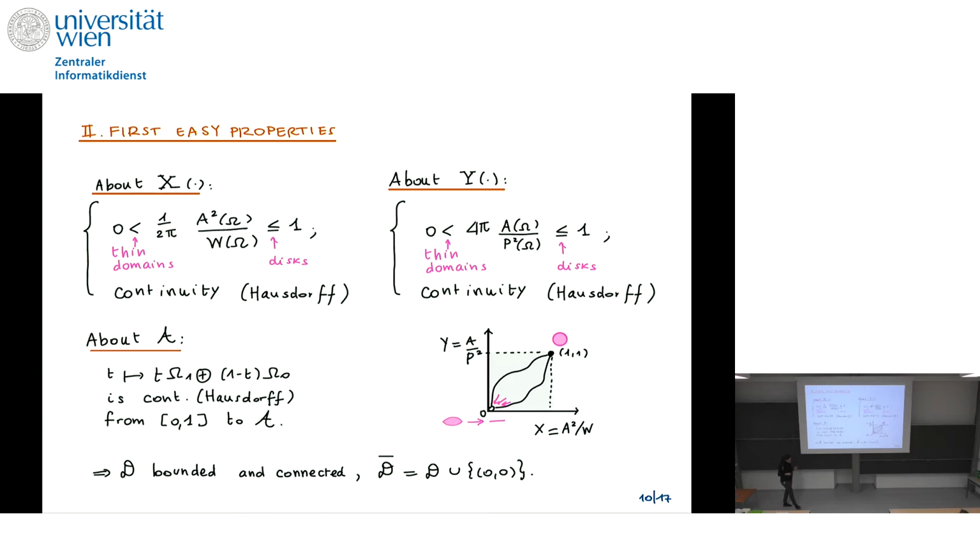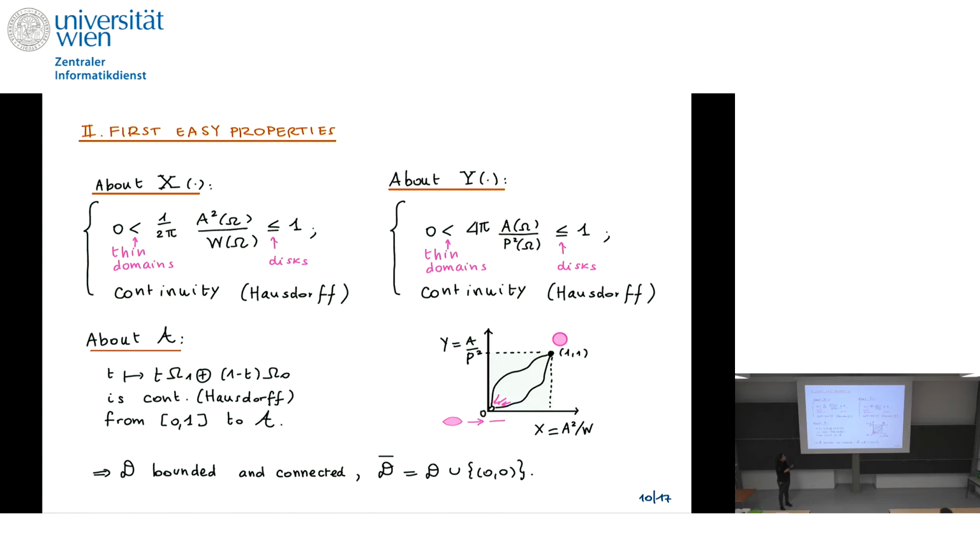Okay, so the first step that one does is to look for first properties, is to study separately the functionals x and y. So if you study only the functional constant times a square, area to the power 2 divided by w, well, of course, you notice that it is positive, everything is positive. It is never 0 because we are taking convex bodies, so they are a convex set with non-empty interior, and it is bounded by 1.